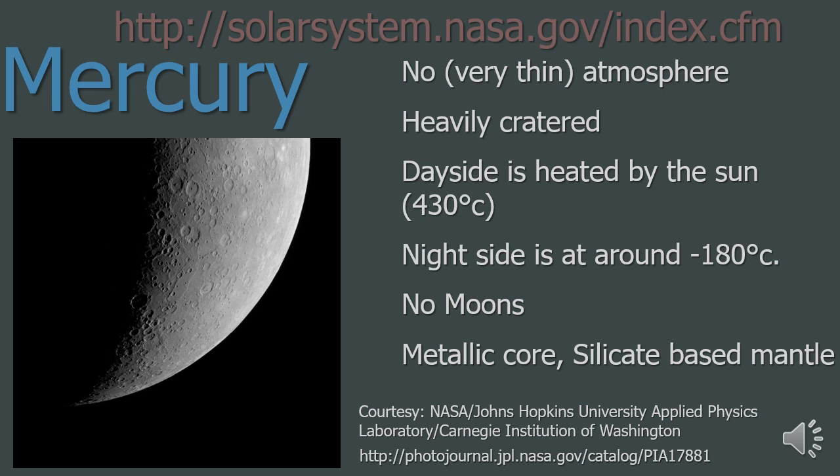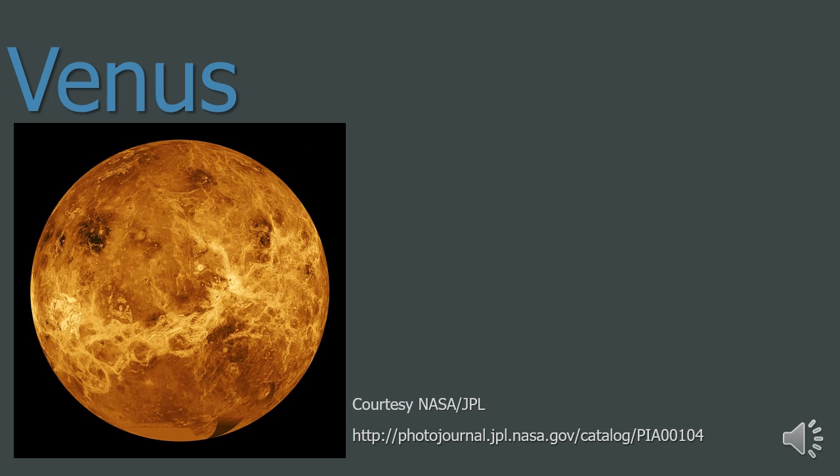Mercury's core is very large in relation to the rest of the planet. If you're interested, it may be worth doing some more research into this. Next, Venus. Venus is a little smaller than Earth, at 12,100 kilometers in diameter. This is only 700 kilometers smaller than that of Earth.